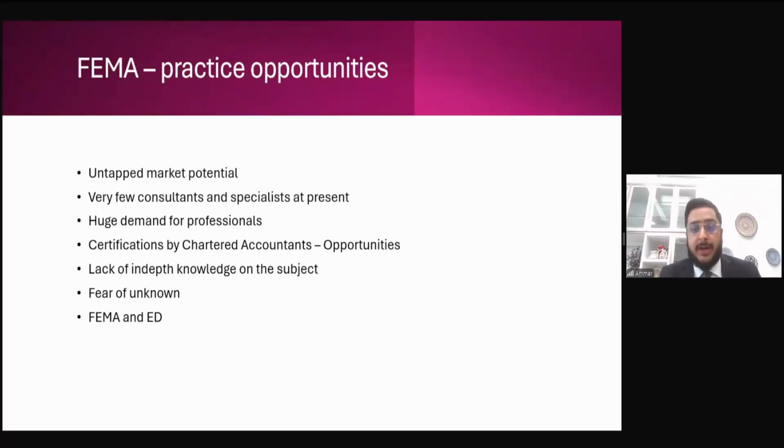Now, there are two choices for the statutory auditor. One, he can say, okay, I'm not in the FEMA practice and I won't be doing it. In that case, the company will have to change the statutory auditor. And suppose the CA says, okay, I'll do the certification, but he will not be able to sign this certificate. He will not be able to provide the certificate unless he understands the whole laws and provisions of ODI.